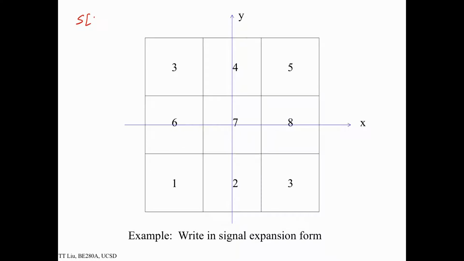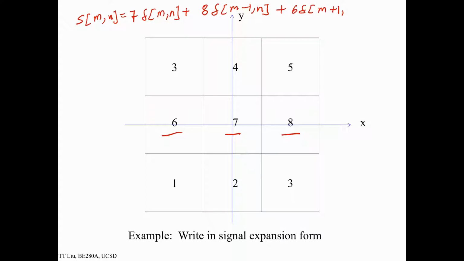So we have, say, S of m comma n. And the first thing we look at is the origin, which has a value of 7. So we say 7 times delta m comma n, plus, let's take this term, that's 8. It's shifted 1 to the right, so that's delta m minus 1 comma n. Let's take this term here, and that's shifted the other way, so that's 6 delta m plus 1 comma n.